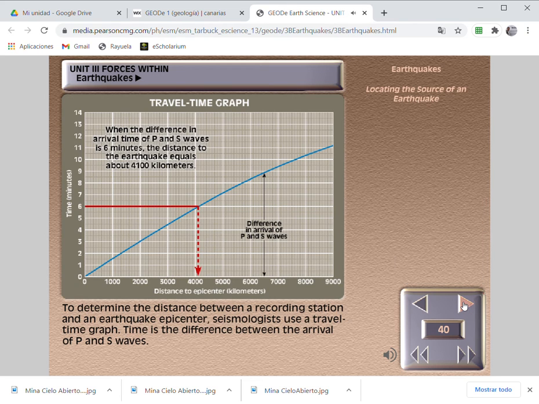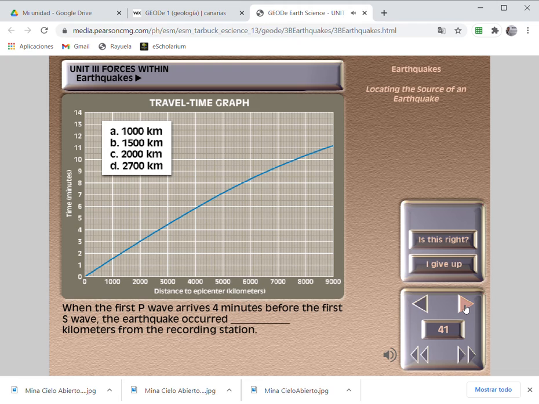To determine the distance between a recording station and an earthquake epicenter, seismologists use a travel time graph. Time is the difference between the arrival of P and S waves. When the first P wave arrives 4 minutes before the first S wave, the earthquake occurred kilometers from the recording station.